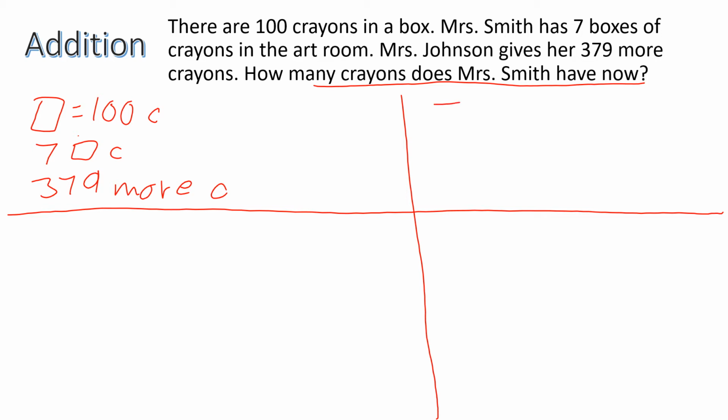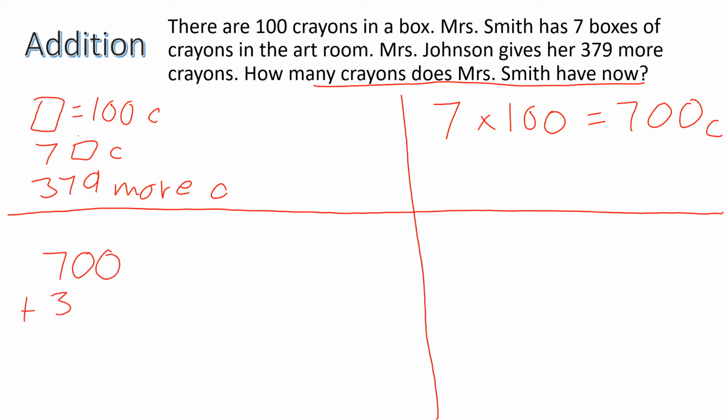So Mrs. Smith has 7 boxes or 7 groups of 100. So 7 times 100, or 100 added together 7 times, would equal 700. So she has 700 crayons. Okay, now my next step is I need to add together 700 crayons plus 379 more crayons that Mrs. Johnson gives her.